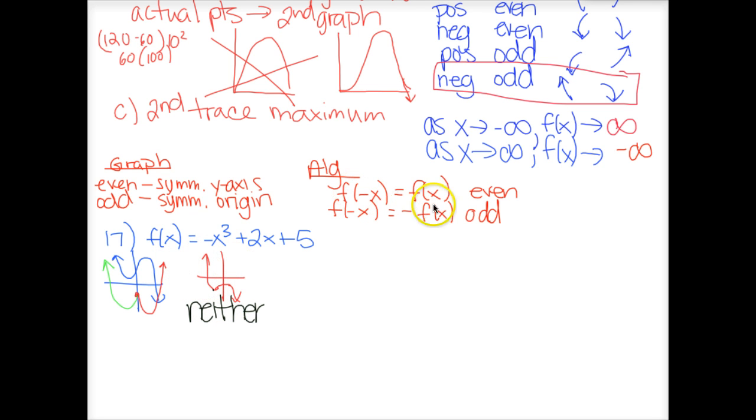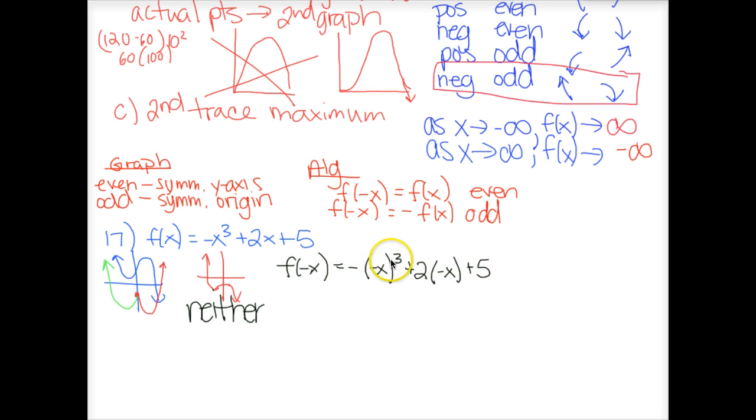Now let's say you were asked to do it algebraically. Again, you have to do one or the other, not both on the same problem. But here, if I want to do this algebraically, if I do f of negative x, again, all that means is plug in negative x where x is, everywhere. So the opposite of negative x to the third power plus 2 times negative x plus 5.